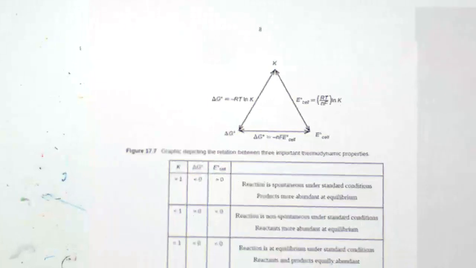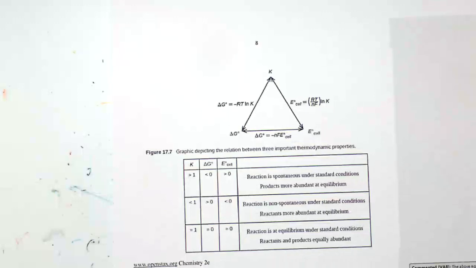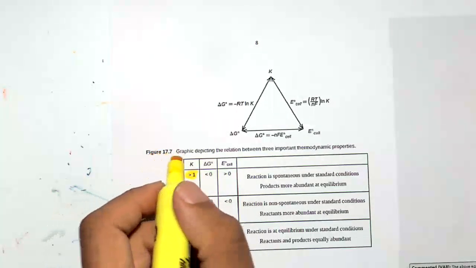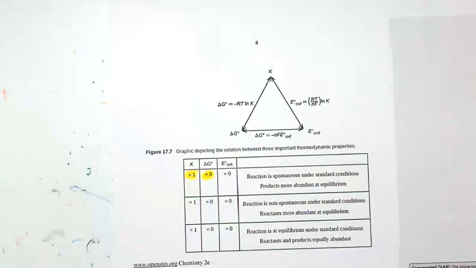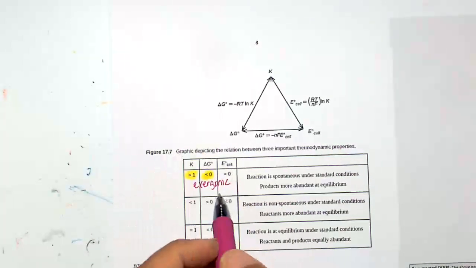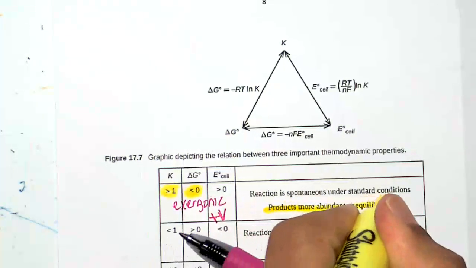All right, let's move on now to page 8. Kind of the same thing going on here with this triangle. I want you to see this table. Let's go over this table together. If your K is greater than 1, that means you're favoring the products over reactants. It means the delta G is negative. We call this an exergonic reaction. And your E cell is positive. Obviously we want positive voltages if the reaction is going to favor products.